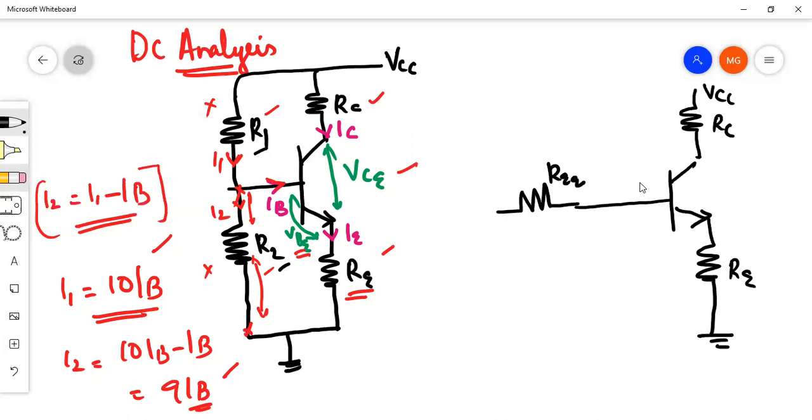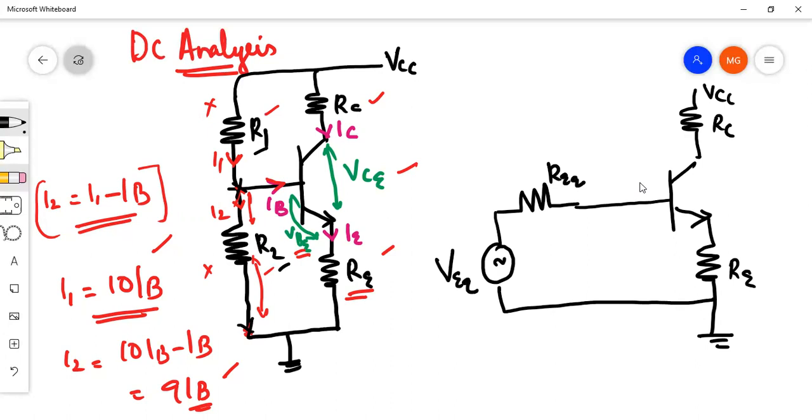And here we get a voltage. That means the voltage across R2. The voltage across R2 is the voltage across the base. That voltage I am writing differently. That is called V equivalent. So the same circuit is modified like this.